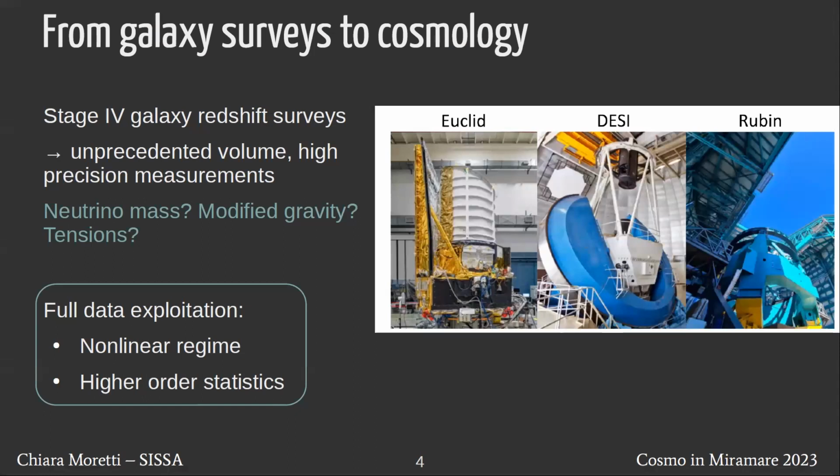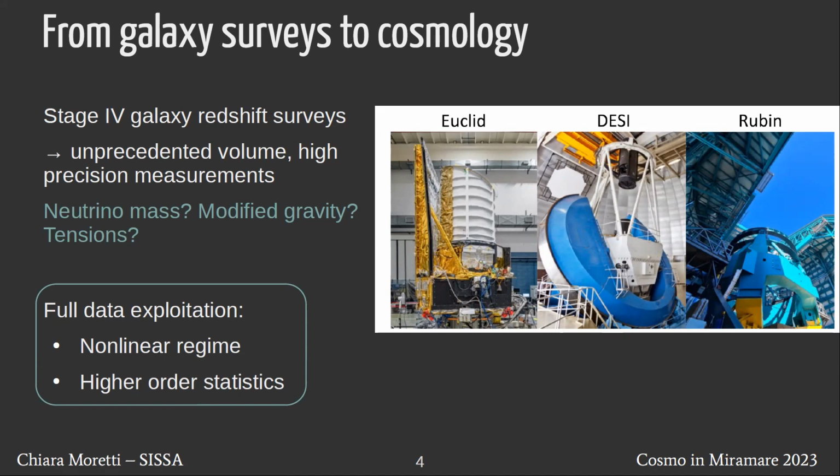So I like to start this with a little motivation of why we do this. And we already heard about this before. We are in the era of big galaxy redshift surveys. Stage 4 surveys are already ongoing and upcoming. And these surveys will scan the universe. They will give us the galaxy distribution over an unprecedented volume. And they will deliver high precision measurements of the observables.